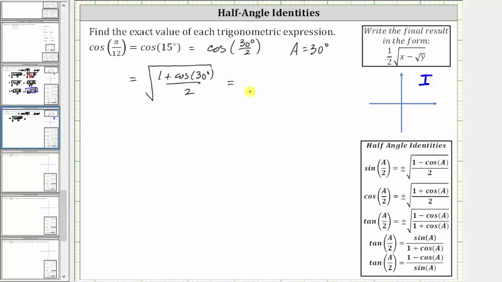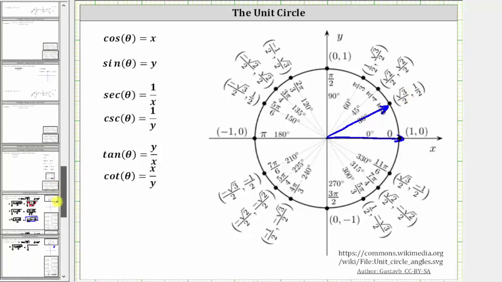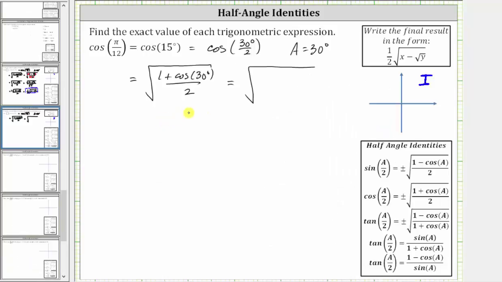And now we find the exact value of cosine 30 degrees. In standard position, the terminal side intersects the unit circle at this point here, where on the unit circle x equals cosine theta and y equals sine theta, which indicates that cosine 30 degrees is equal to square root 3 divided by 2, which gives us under the square root the quantity 1 plus square root 3 divided by 2 all over 2.